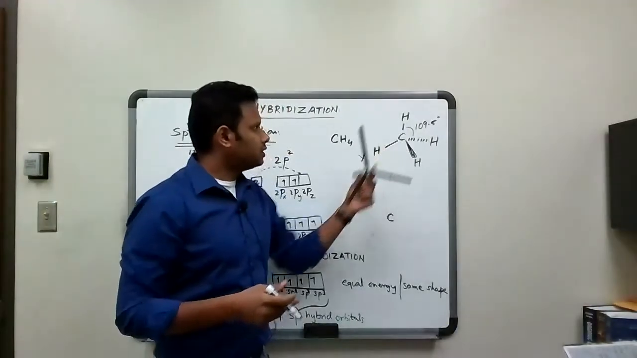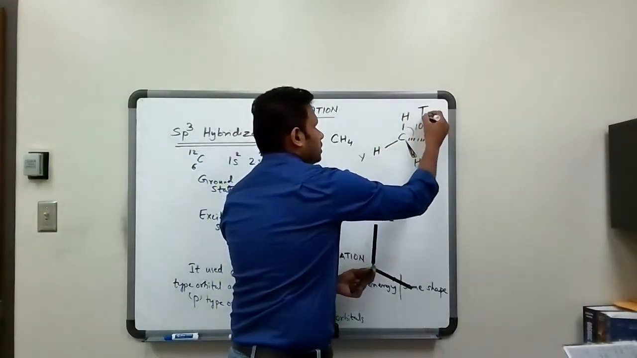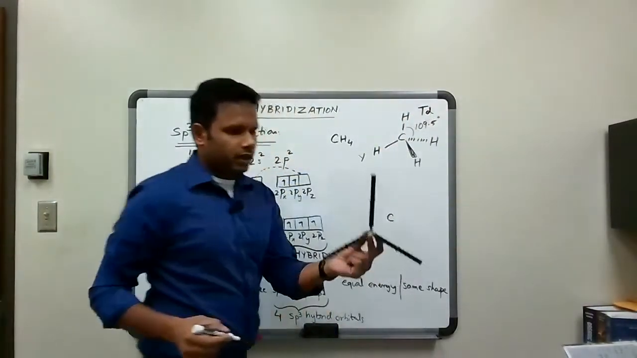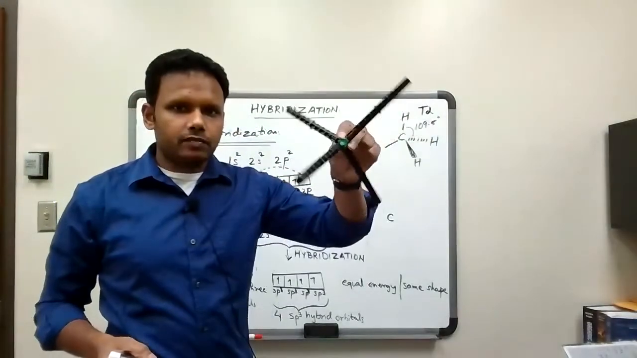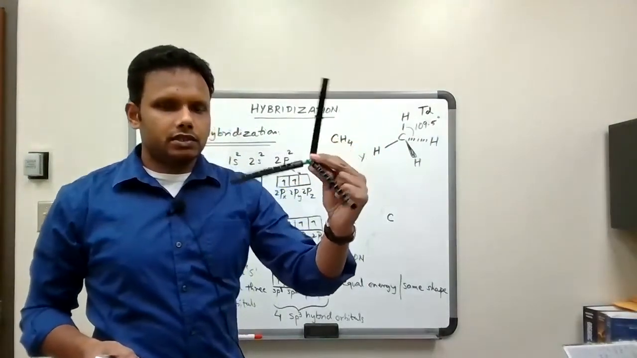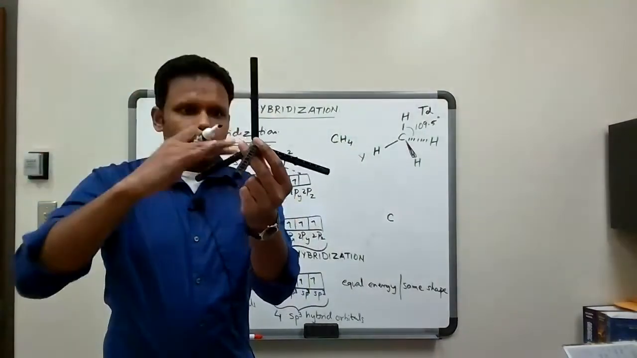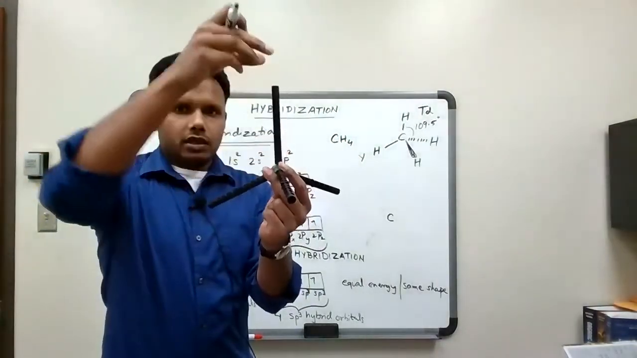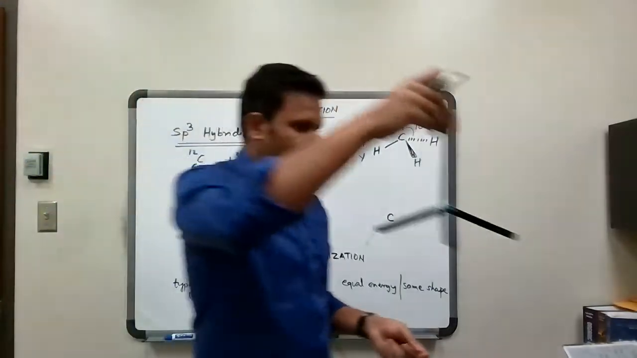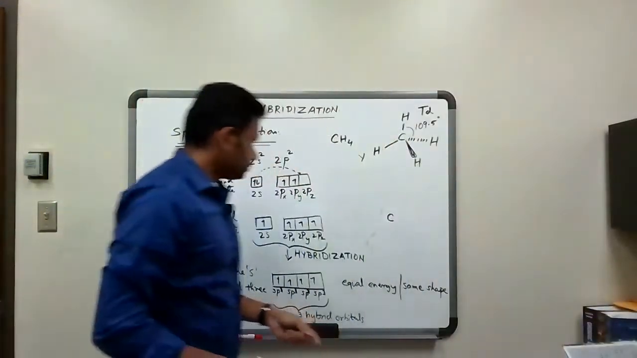Okay, so that's a tetrahedron. So this is a tetrahedral bond angle. So that's a tetrahedron. At the bottom, if you remove the top, it almost looks like a pyramid, and then it has something at the top. Okay, so that's a tetrahedron.